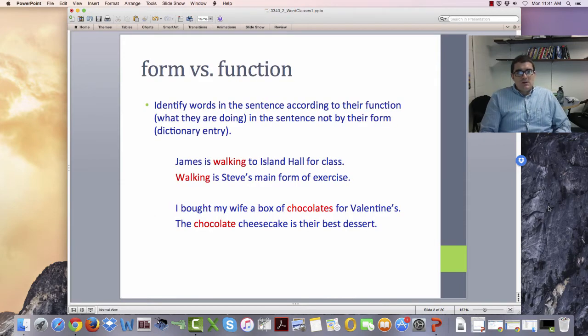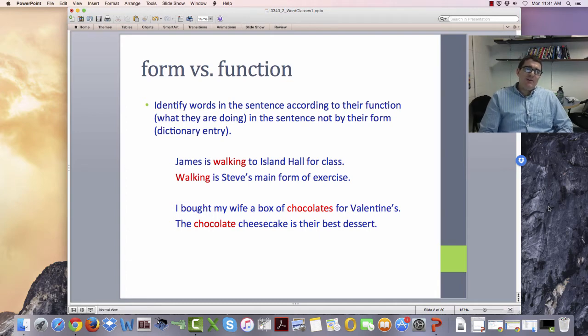Before we get started with nouns, we need to understand this distinction between form versus function. The function of a word is what it's doing within the sentence, and that's essentially what we're focusing on in this unit and in much of the book. We're interested in what that word is doing within the sentence structure. If we look at these examples, James is walking to Island Hall for class. Walking here is a verb. This is an action.